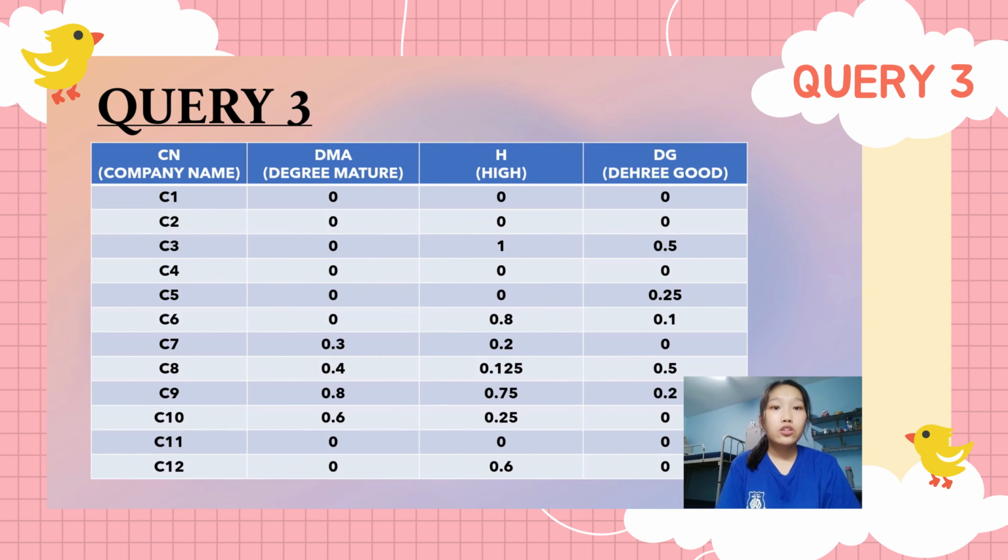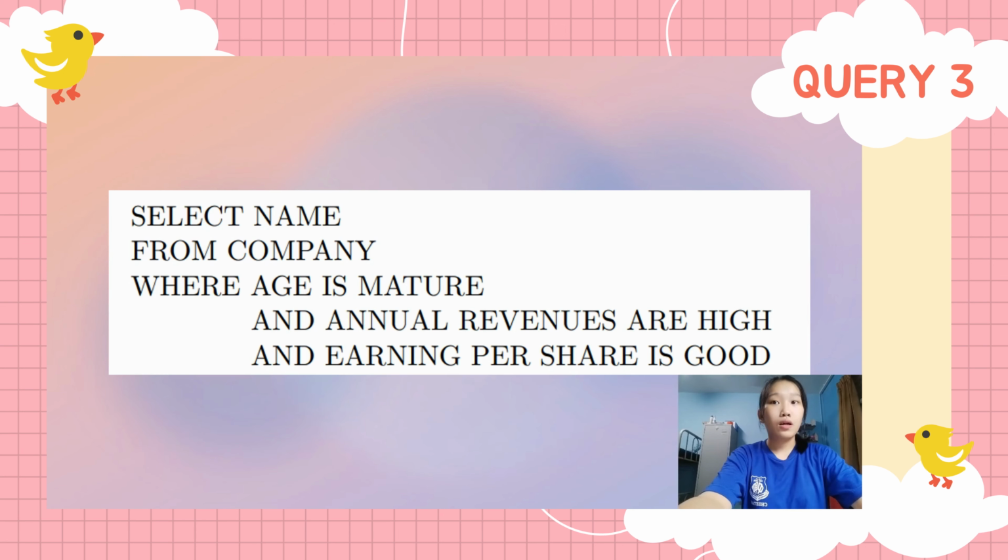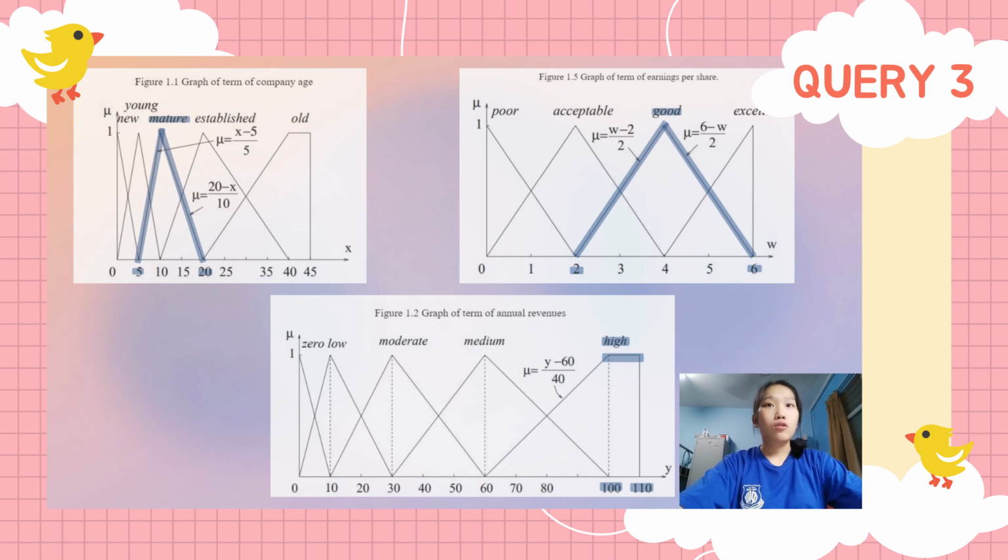In query 3, it does not involve all attributes in the database. From the table, only the columns labeled DMA, H, and DG we use to find the membership degree in the conclusion N. Then, we have to select the name from company where the age is mature, the annual revenue is high, and the earning per share is good.